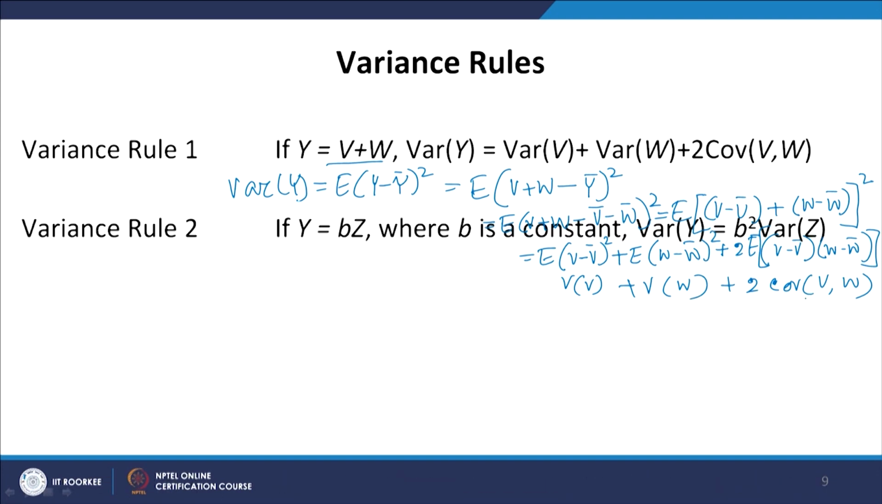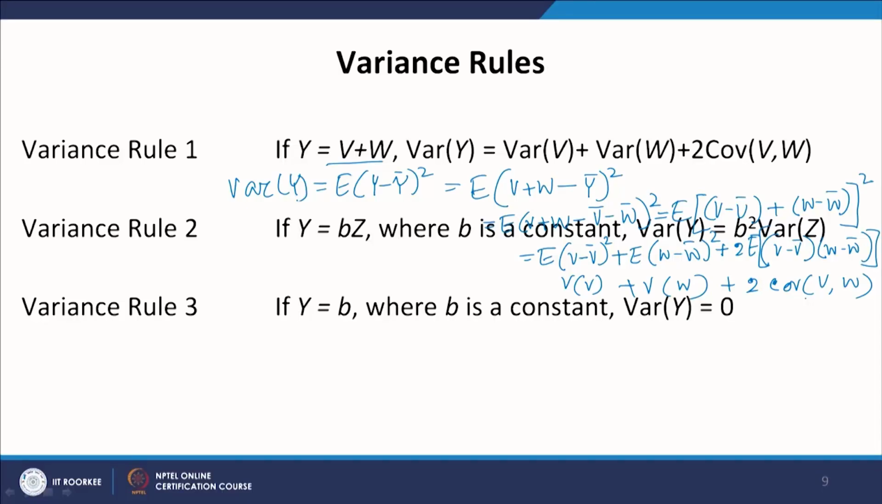The second rule is if y equals b z, where b is a constant, variance of y equals b square variance of z. It also follows from the same rule that z is the variable here, b is constant. So, b needs to come outside, right. When it comes out of the expected expression, then it becomes b square, because in case of variance we have squares inside the expected expression.